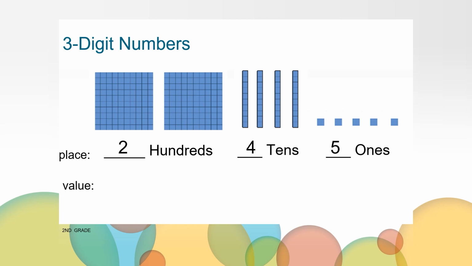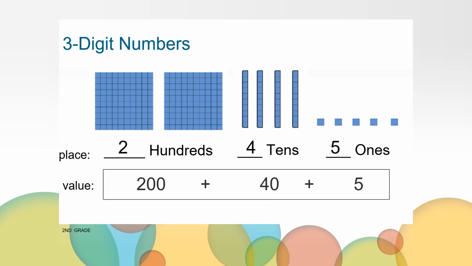Now let's look at the second part, the idea of value. What is the value of each digit? What addition equation could you write for the number in expanded form? So 2 hundreds are worth 200, 4 tens are worth 40, and 5 ones are worth 5. So our expanded form is 200 plus 40 plus 5.